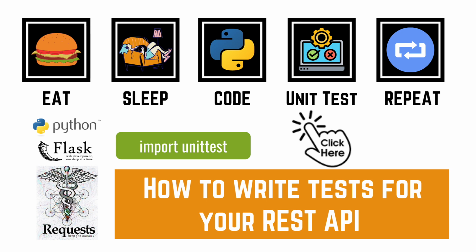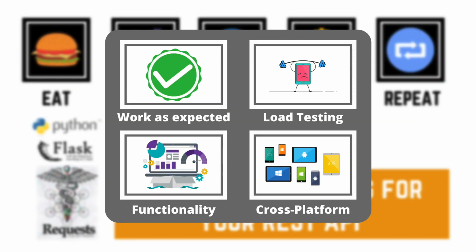Welcome to my channel. In this video, I'm going to show you how to test Flask REST API using the unittest standard library module. So why is API testing important? First, to ensure that the APIs work as expected. Second, to specify and ensure that the application can handle the desired load. Third, to make sure the API provides the required functionality. And fourth, to establish that APIs work seamlessly.